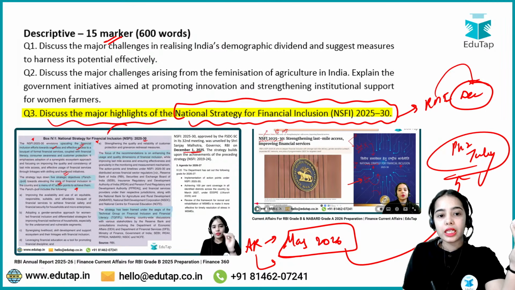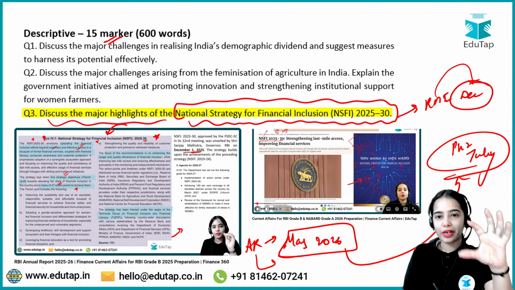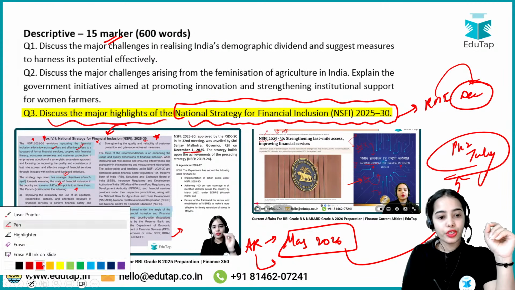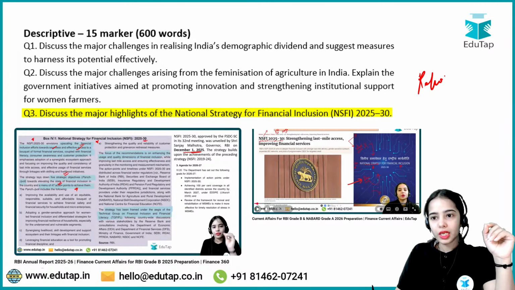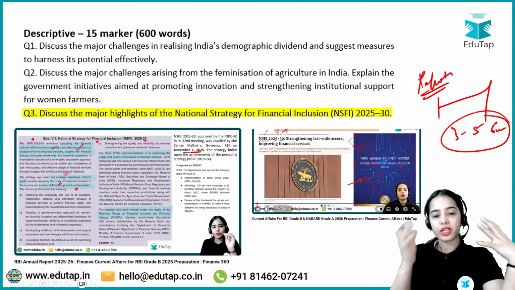And here, there was a detailed discussion about the NSFI 2025-2030, and at that time also I told you that this report is very, very important from the examination perspective. I highlighted the important material that you have to remember from the examination point of view. So remember this, that usually the reports that are released near to the examination, 3 to 5 months, 6 months, like near to the examination, these reports are very important.